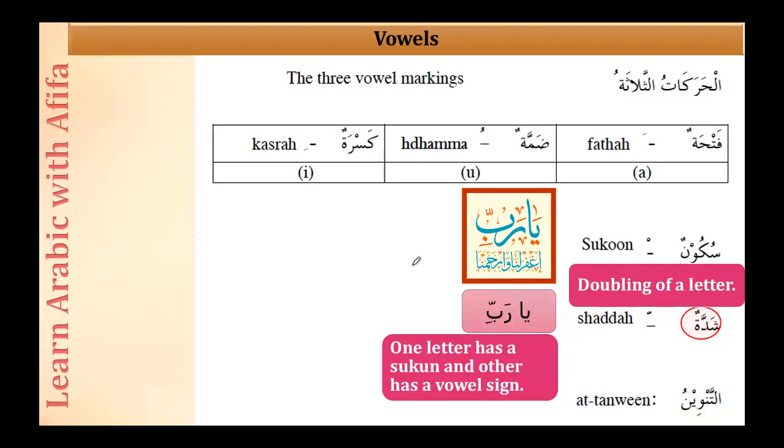So if I write ra, fatha, and then I'm going to break up the Shadda. So this ba has a sukoon and this ba has a kasra. Rab, bi. So if you merge them, you get this Shadda written on it.